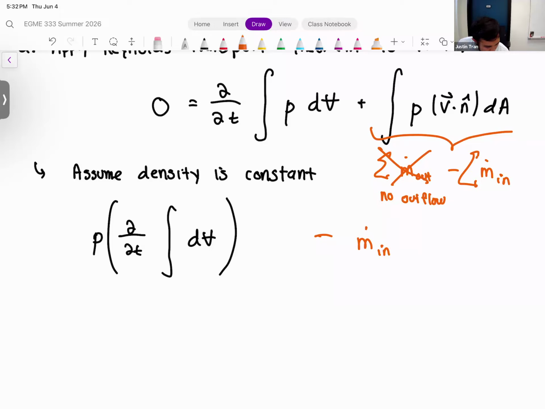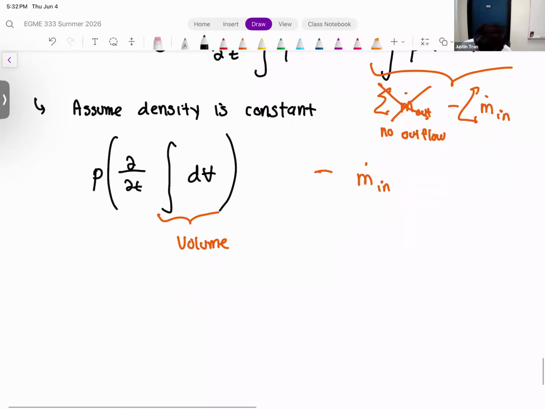So now we've got to do a little bit of math here, although not really. We have an integral of 1, essentially, of dv. The integral of dv just by itself gives us the volume. So we plug in for that, and we get rho multiplied by the partial derivative with respect to time of the volume. Specifically, this is the volume of CO2 within the control volume.